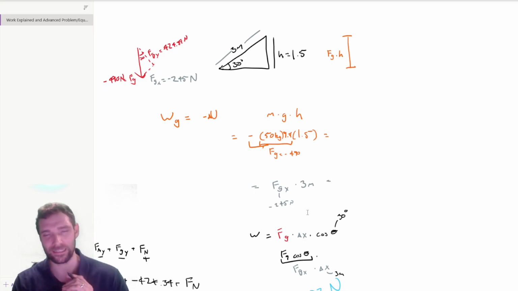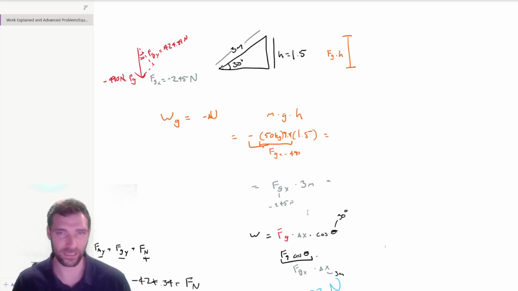And so you can look at a force and the angle and all that, and understand that this is why we use the mgh, is that it accounts for this Fg along any distance. We don't need to know what Fgx is or the distance. We can just plug in the height, which is pretty easy most of the time.